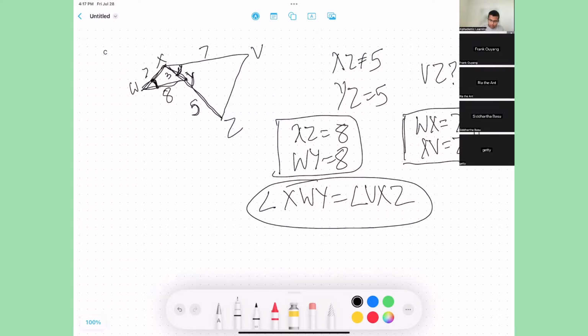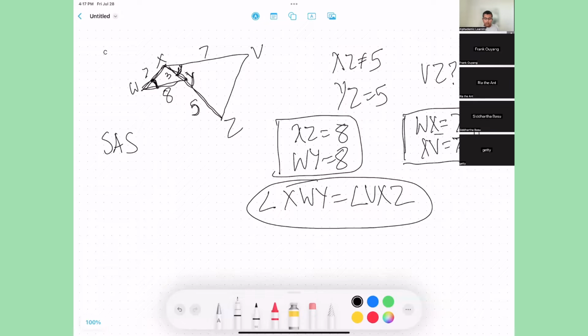It's basically that you have to use the side angle side congruence, because WY and XZ are both equal to each other, are both congruent to each other. WX equals 7, and so does XV. Sorry, this is not a Z, this is a 7. So these two lines are equal to each other as well.